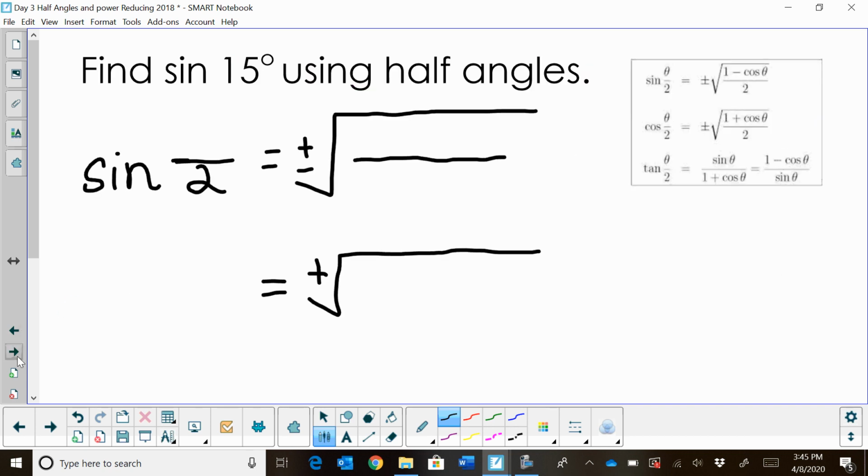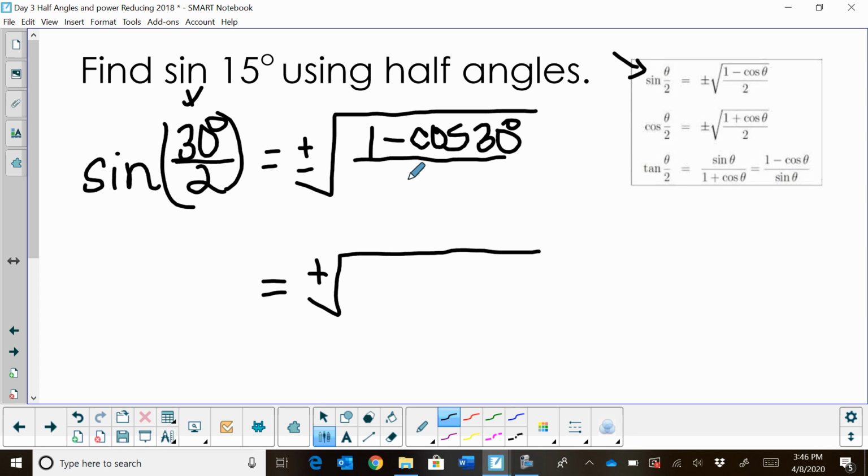Okay, so let's try a couple. Let's start with the sine of 15. So using half angles, we're going to rewrite the angle as 30 over 2. So we're using the angle 30 to evaluate. So here is our sine of a half angle. Sine of the half angle is equal to positive or negative, and we're going to take 1 minus cosine of u, which is 30 degrees, all over 2.